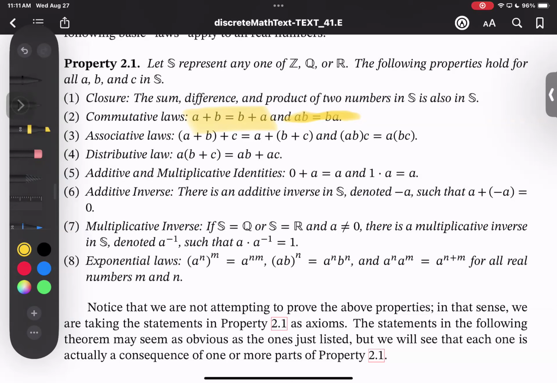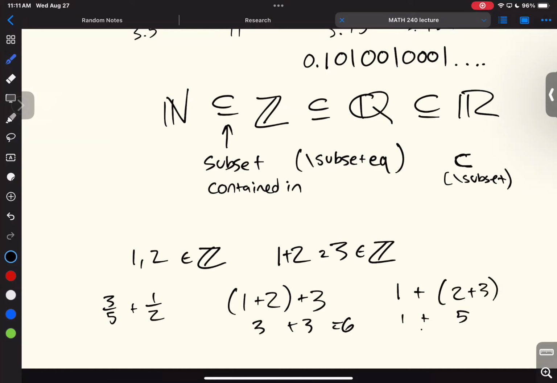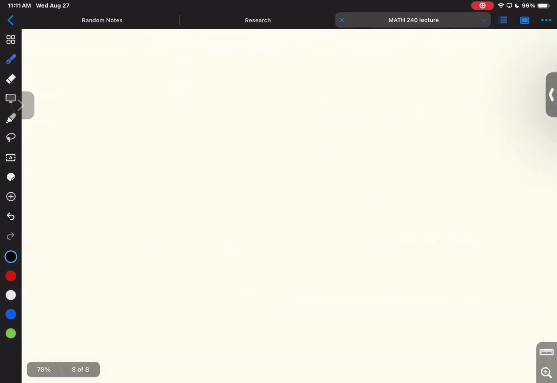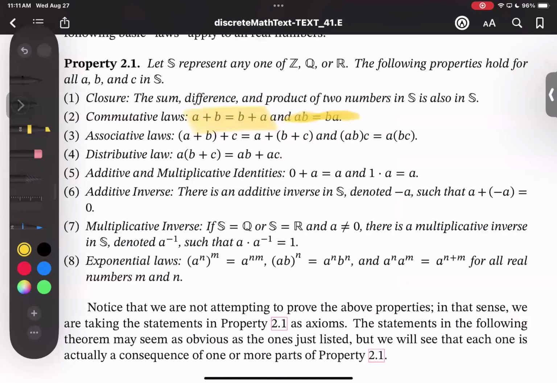Associative laws, meaning that if I have (1 + 2) + 3, that's 3 plus 3, which is 6. That's the same as if I had done 1 + (2 + 3), which is 1 plus 5, which is 6. So I can have those parentheses either way, and it gives me the same answer. And that also holds for multiplication.